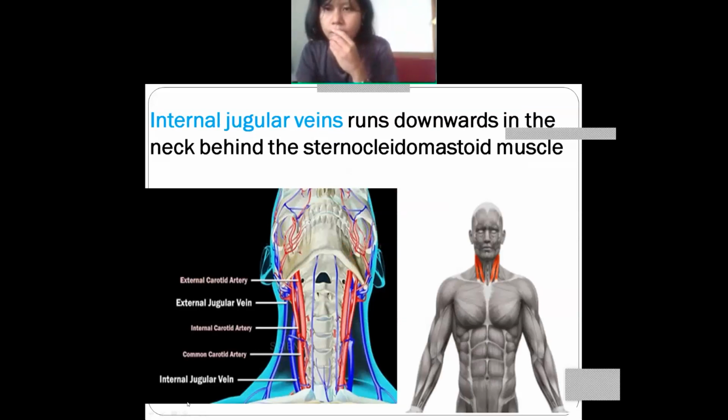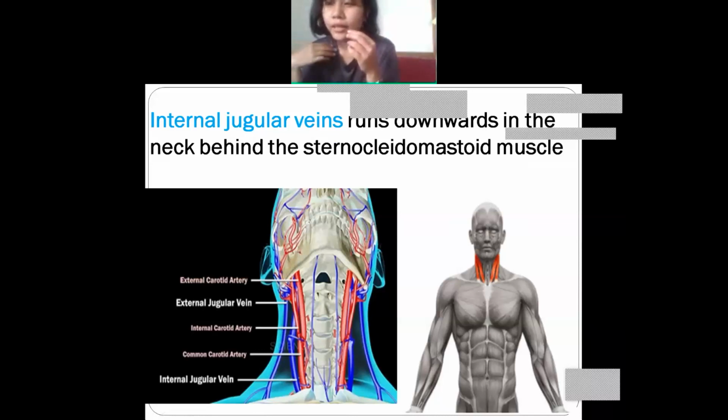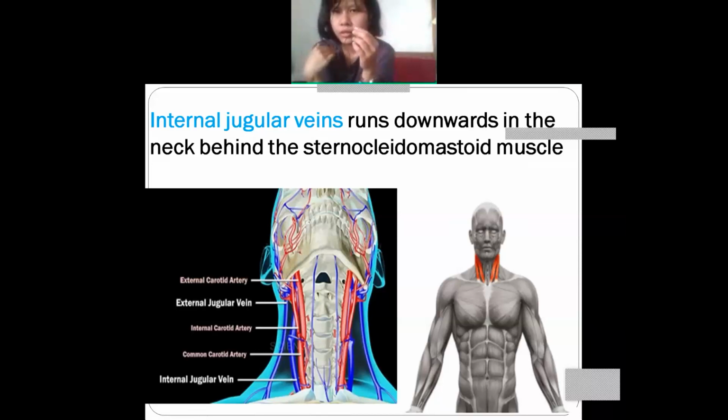Next, let us see the internal jugular vein. This one, the internal jugular vein, lies downwards, but more downwards compared to the external jugular vein. This is the external jugular vein and this is the internal jugular vein, so it lies more downwards, in the neck portion behind the sternocleidomastoid muscle. Here is your sternocleidomastoid muscle, so they lie at the back side, behind it. Is it clear?